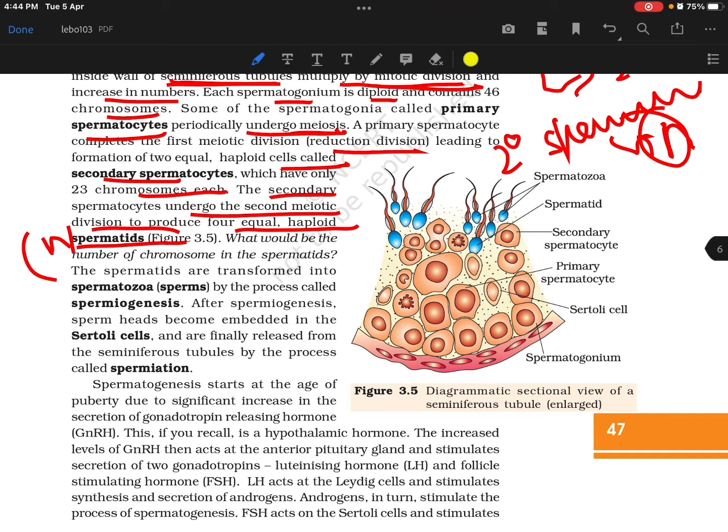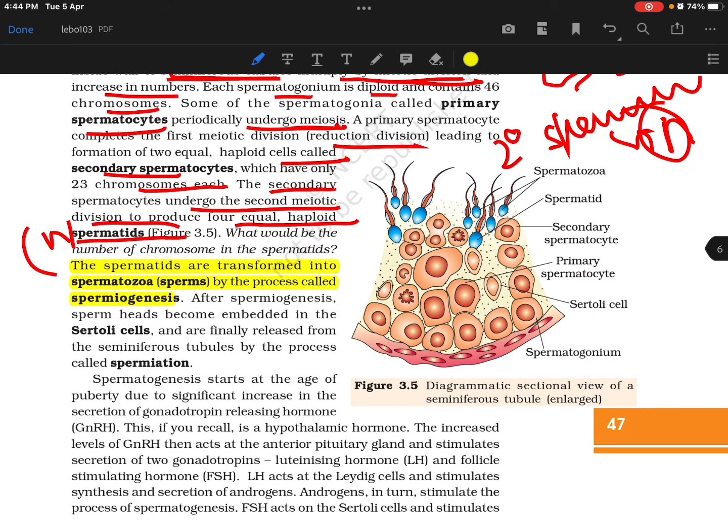The spermatids are transformed into spermatozoa by the process called spermiogenesis. This is so important and confusing. After spermiogenesis, sperm heads become embedded in the Sertoli cells. This is Sertoli cells, this is Sertoli cells, and the sperm head is attached to the Sertoli cells.